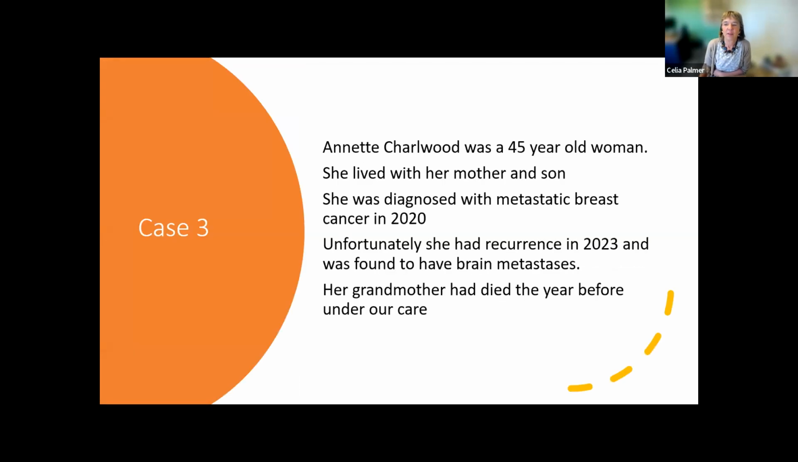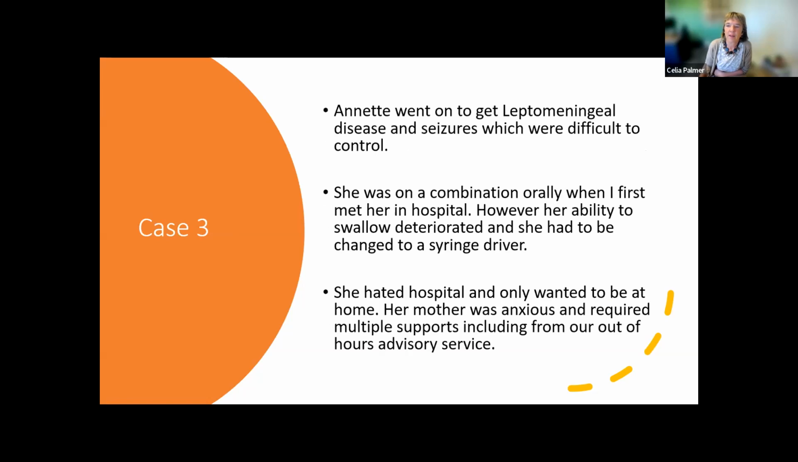So Annette was a 45-year-old woman. She lived with her mother and son, and I think her father, is that right, Shannon? Stepfather, yeah. She was diagnosed with metastatic breast cancer in 2020, and unfortunately that recurred this year, and she was found to have brain mets. We knew the family because her grandmother had died the year before under our care. Annette had gone on to get leptomeningeal disease and had got seizures which had become difficult to control. That was when I first met her in hospital, when she was using a combination of anti-epileptic medications.